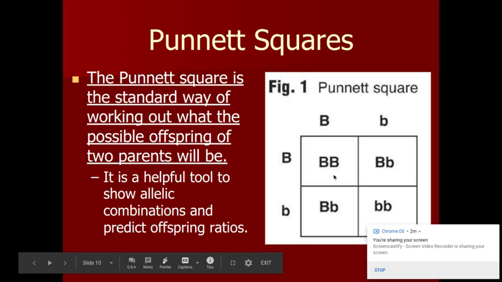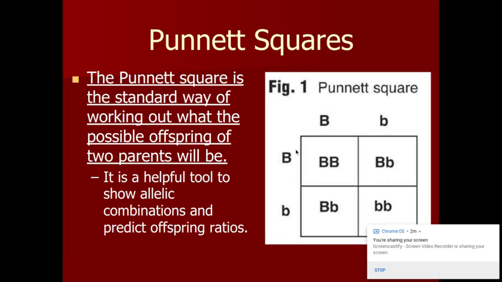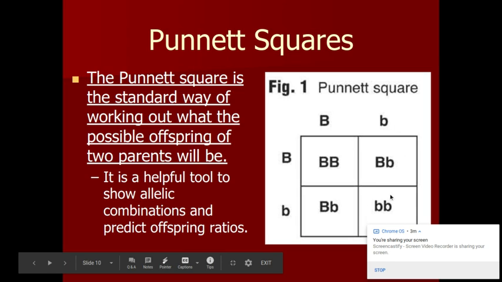What we're saying here, this box, is what if this parent gave their dominant, and what if this parent gave their dominant, okay? This box right here is saying, what if this parent gave their recessive and this parent gave their dominant? And this one right here, what if they gave their dominant and gave a recessive? This right here is the 1 in 4 probability that both parents are going to give the recessive. Okay, so this is a probability of what could possibly happen in an offspring.